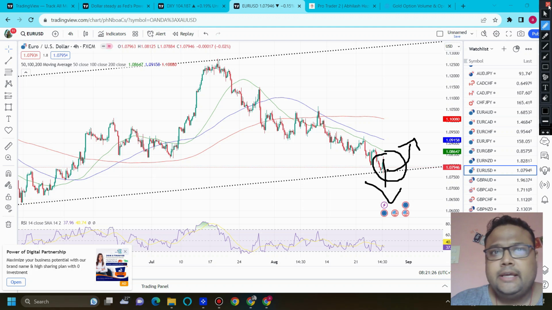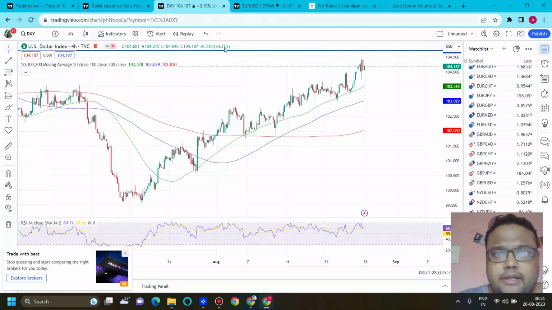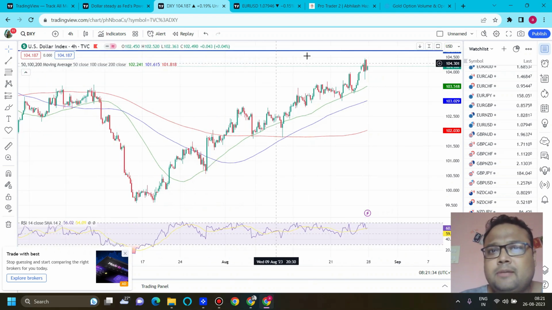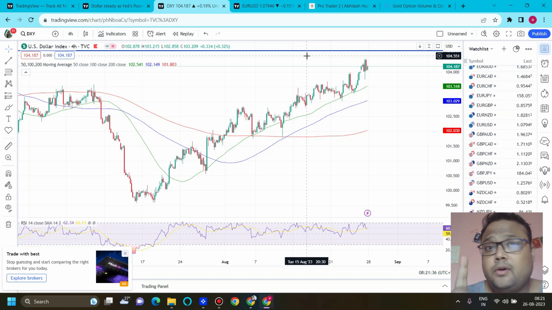If you see that DXY is no longer forming higher highs, and if this resistance works, then you can consider a buy position. But be careful and follow strict risk management, because you will be taking a trade against the fundamentals, which is very dangerous, not a good thing to do.